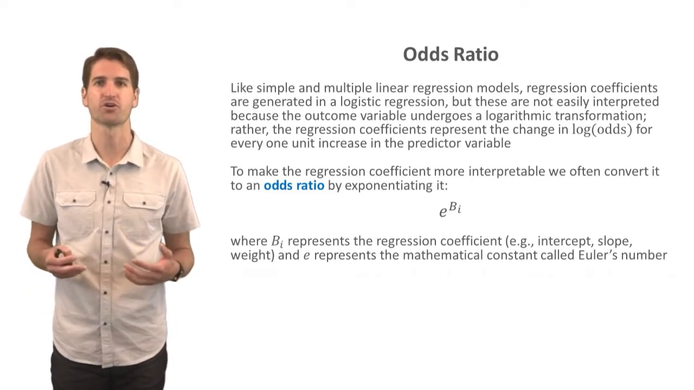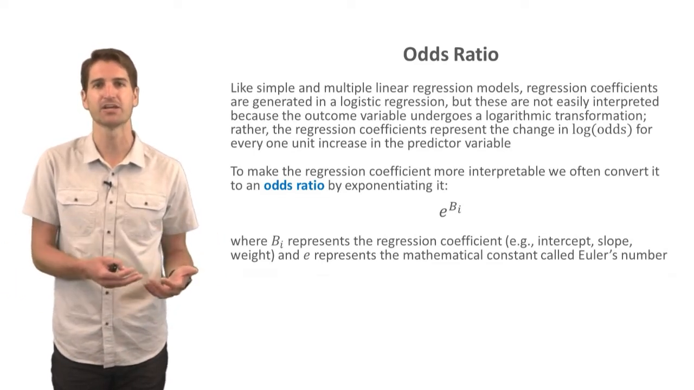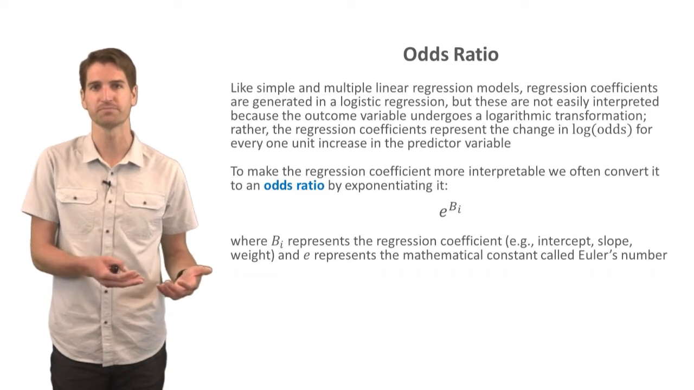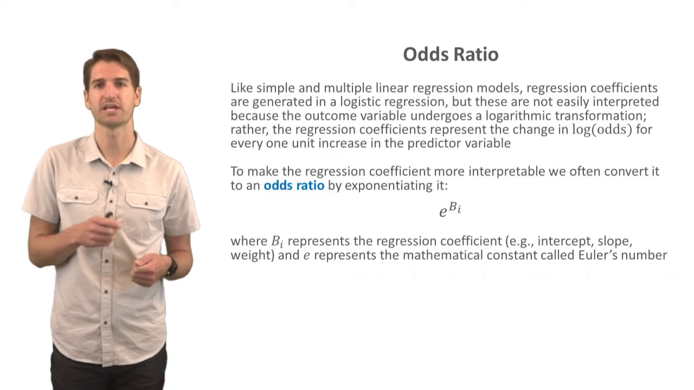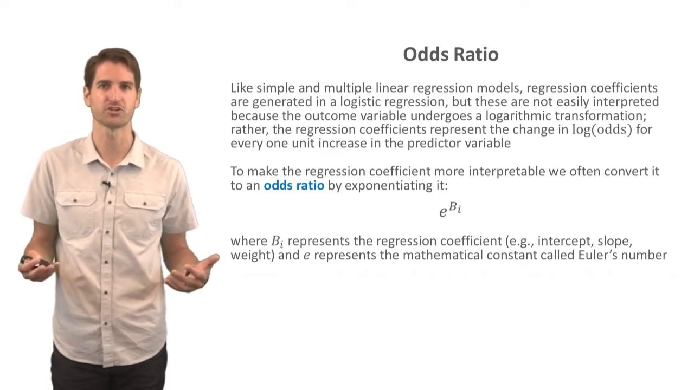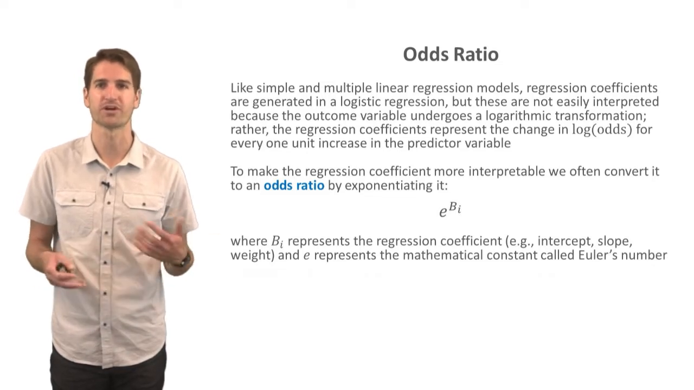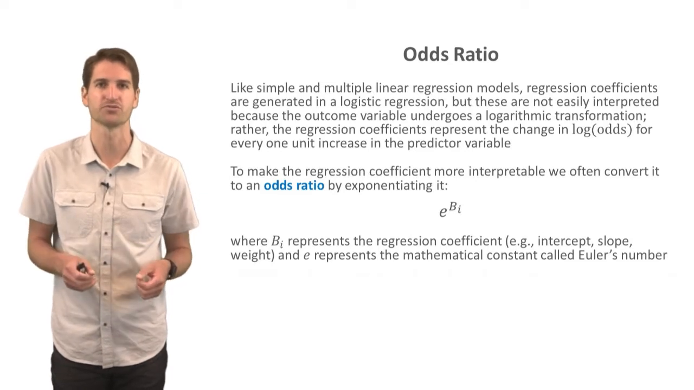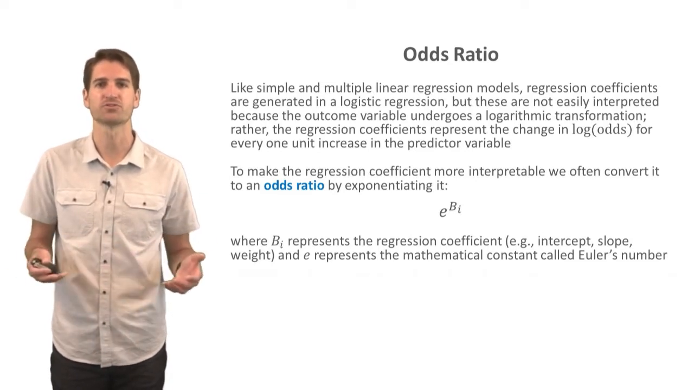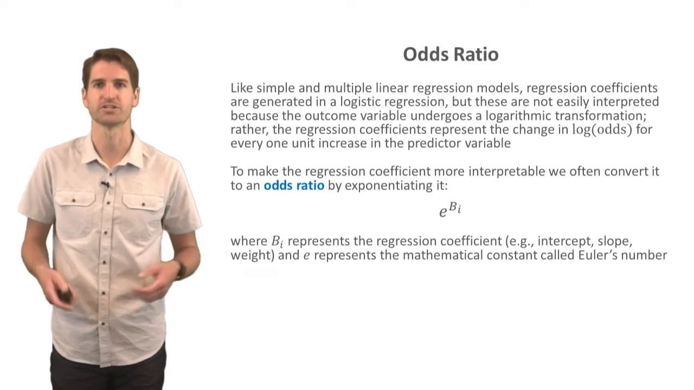So to make the regression coefficient more interpretable, we often convert it to an odds ratio by exponentiating it. And so that's again taking Euler's e, or Euler's number, and taking e to the power of that regression coefficient. And so in this notation here, b sub i represents the regression coefficient, which might be the intercept, the slope, weight, whatever you want to call it, or whatever you've chosen. And again, this e represents Euler's number, that mathematical constant.